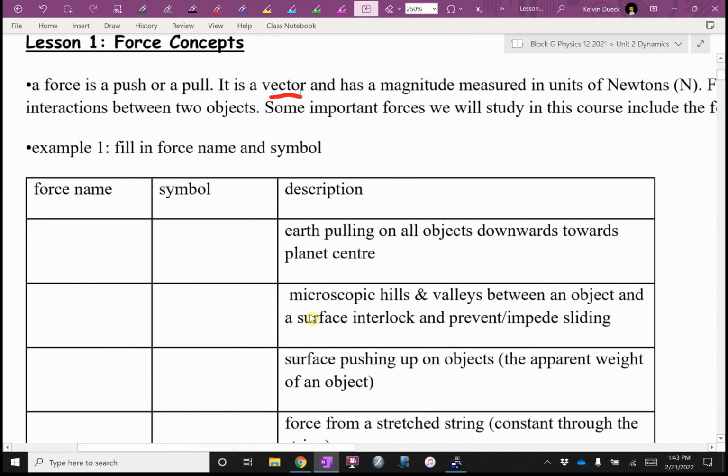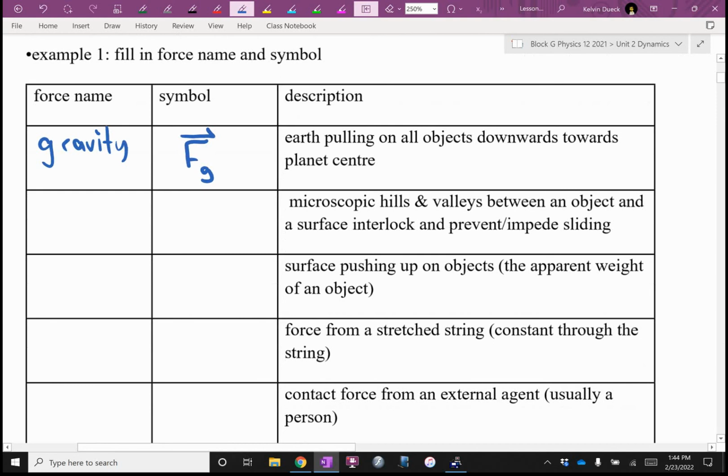What was the name that we gave to the force that was the Earth pulling on all objects downwards towards the planet's center? We called that gravity. And the symbol that I used for that was a capital F and then a lowercase g subscript, F_g, for gravity. What was the force that could best be described as microscopic hills and valleys between an object and a surface that interlock and prevent or impede sliding? That's a long definition for friction.